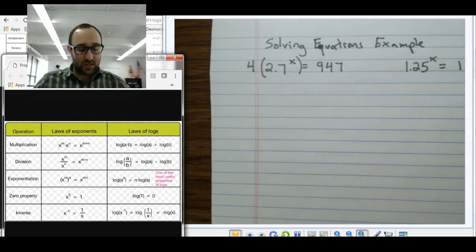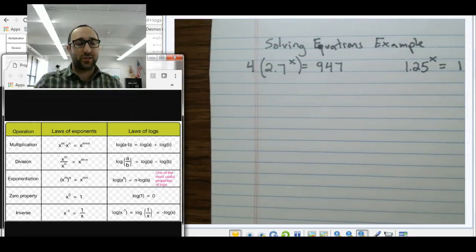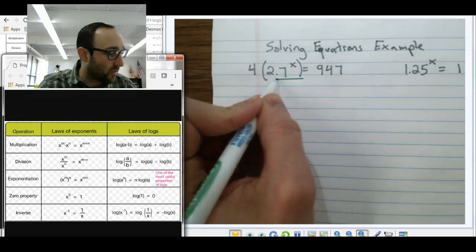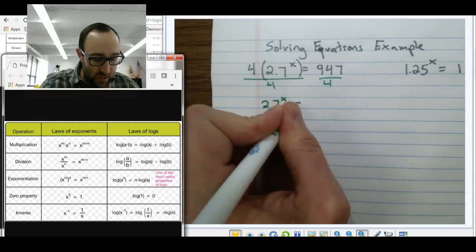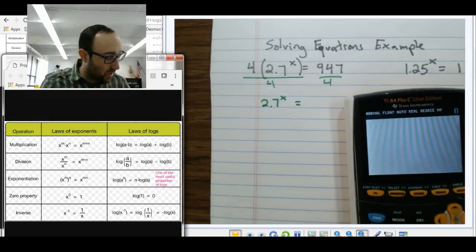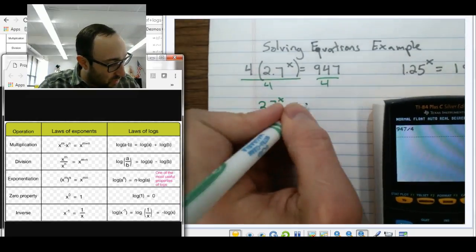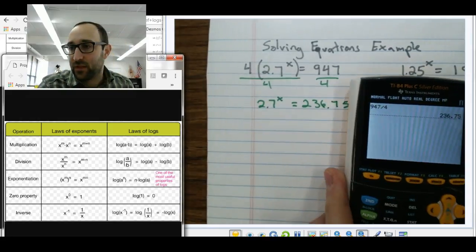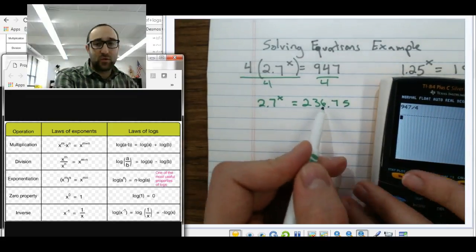Alright, so solving this is going to be exactly the same steps as you solve a linear equation or any other equation we've been solving for years and years and years. The first thing I'm going to do is I want to get the x all by itself, so I'm going to try and get rid of that 4. So I'm going to divide by 4, and I get 2.7 to the x equals, and let's just figure out what that equals. We got 947 divided by 4, and that is 236.75. Perfect. Okay, so now I've got 2.7 to the x equals that number.